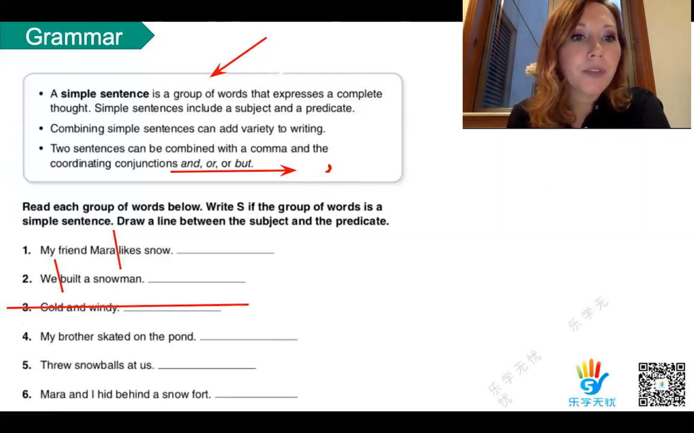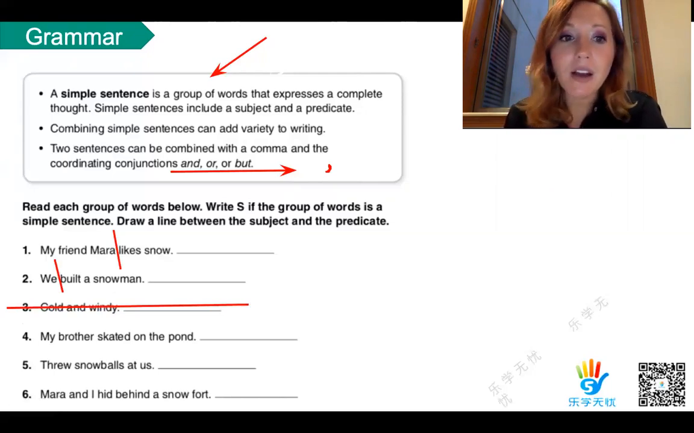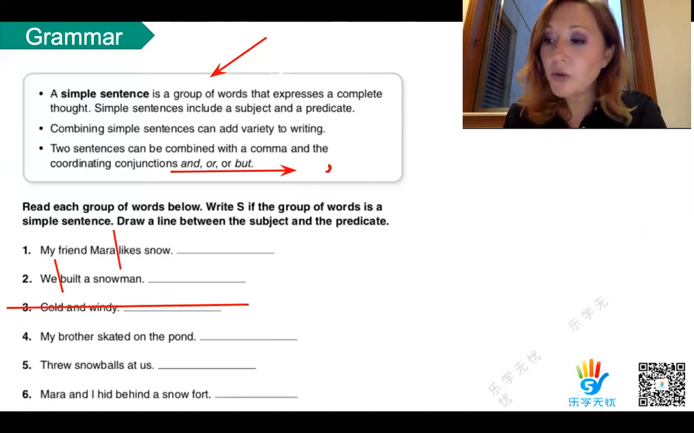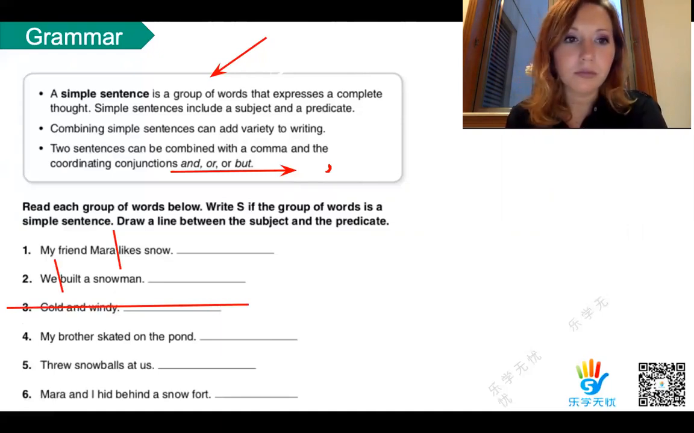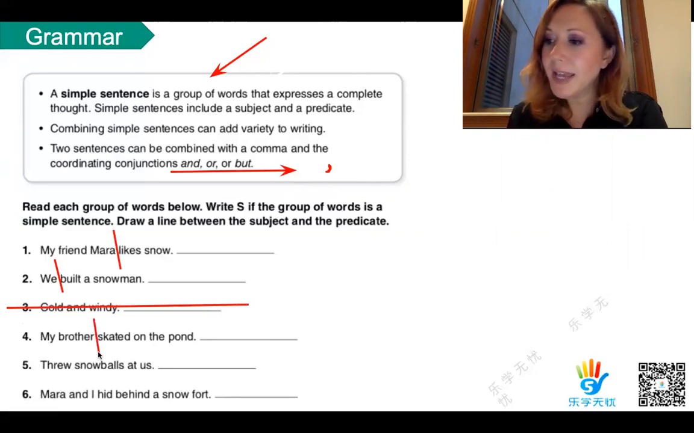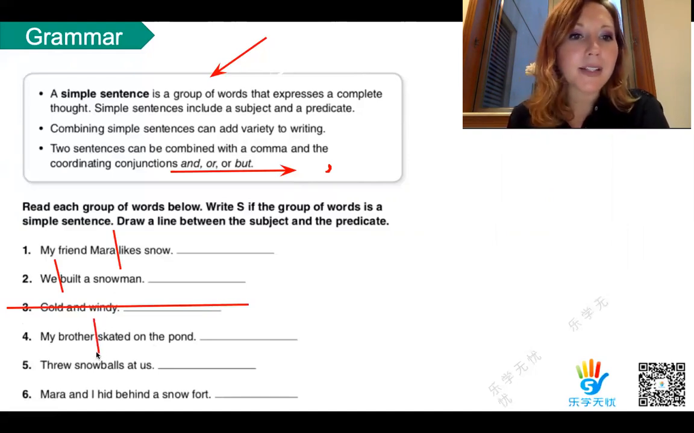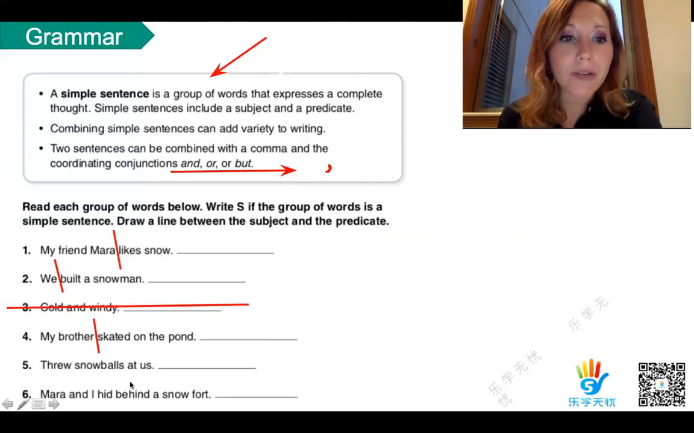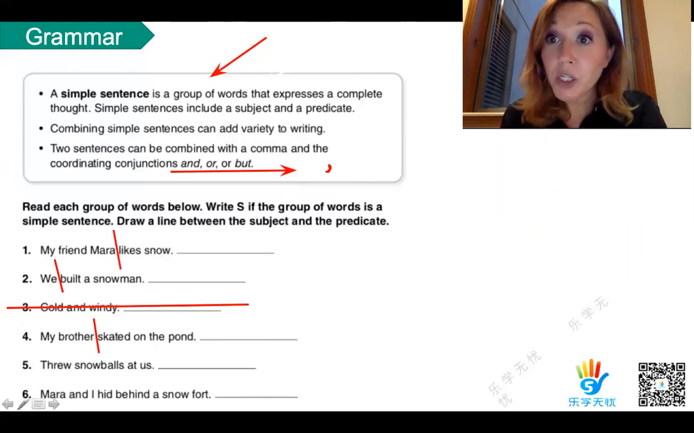Number 4, my brother skated on the pond. Where should I draw my line? Very good. My brother and skated. Next, threw snowballs at us. Where should I draw my line?